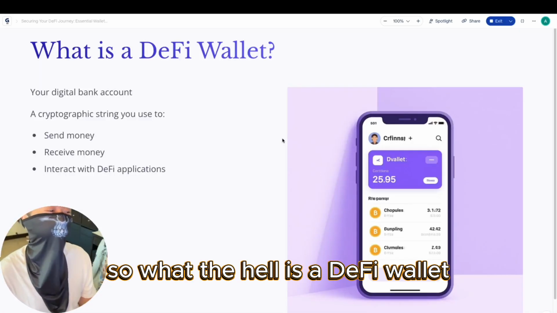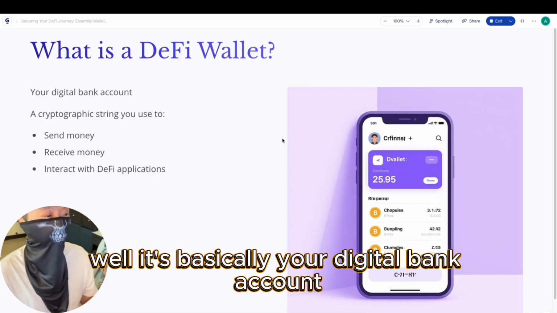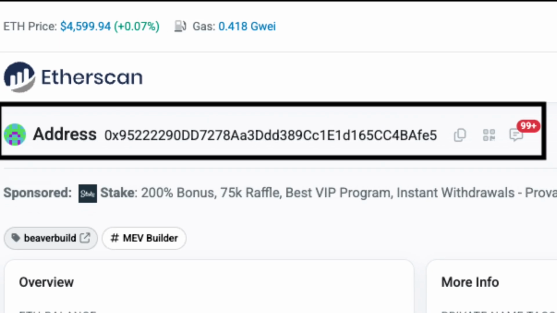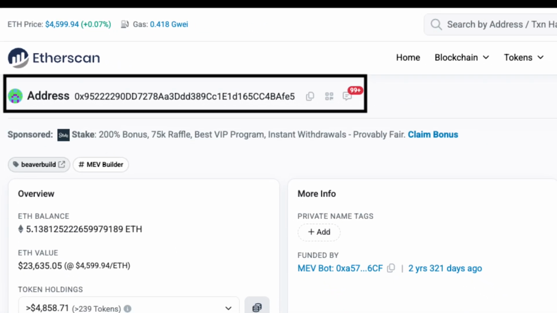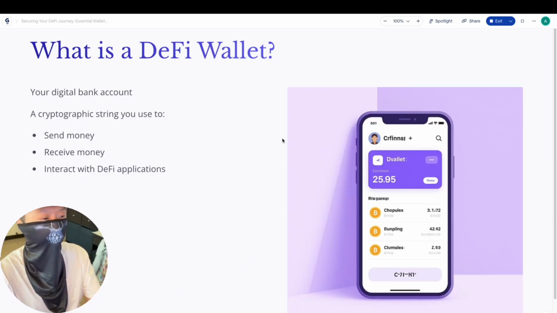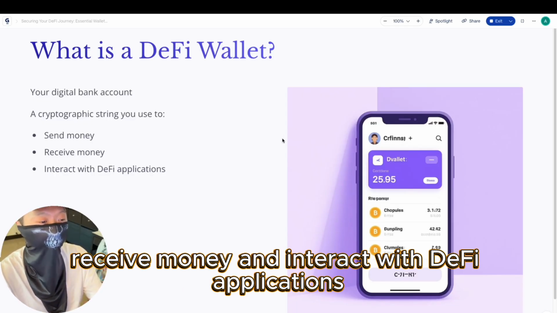So what the hell is a DeFi wallet? Well, it's basically your digital bank account. A cryptographic string. It's words and alphabets all together that doesn't make sense, but it's essentially your bank account number that you use to send money, receive money, and interact with DeFi applications.